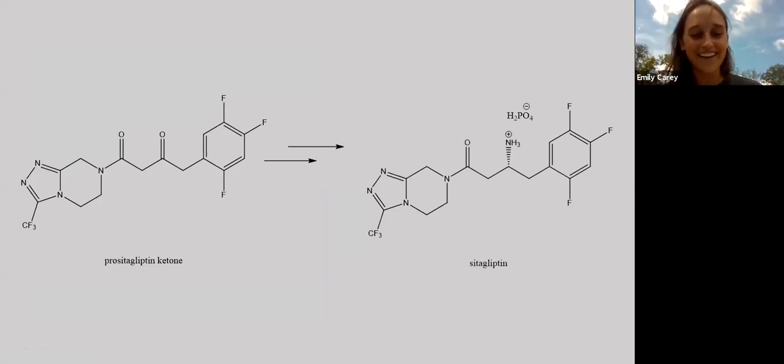Really, okay. So under optimal conditions, they were able to convert 200 grams per liter of this prositagliptin ketone to sitagliptin using the enzyme in 50% water, 50% DMSO.